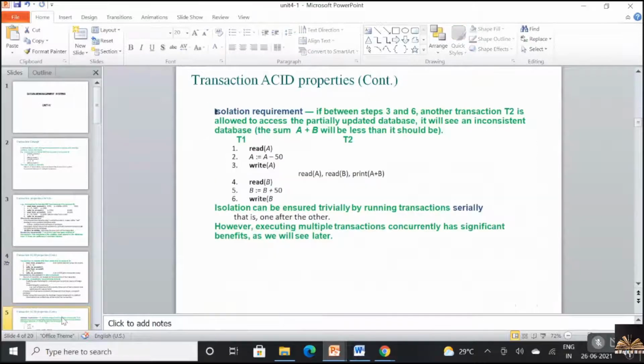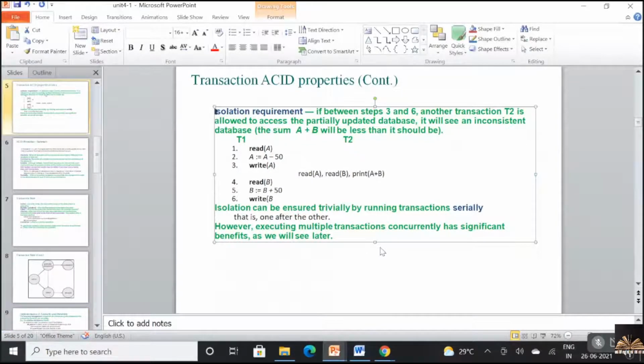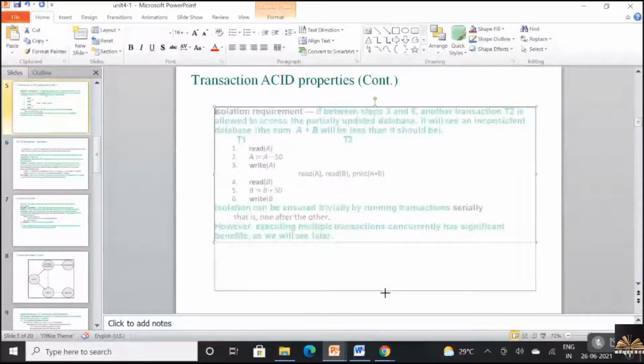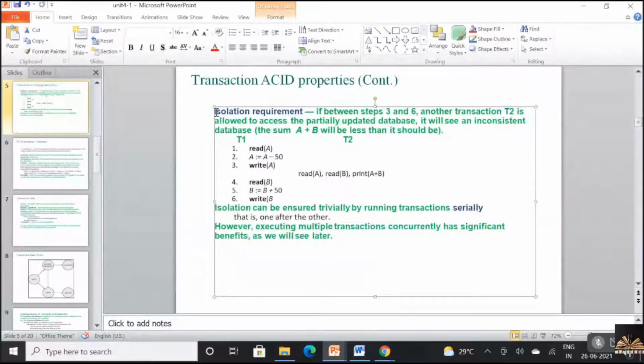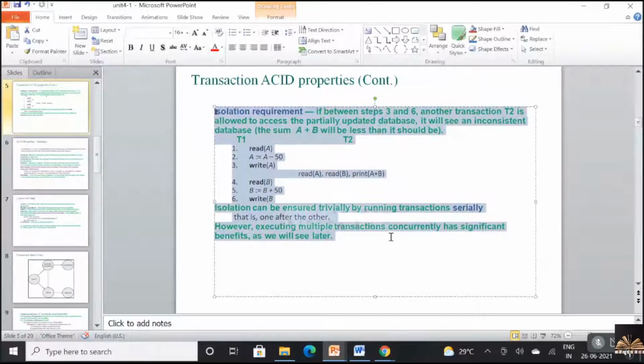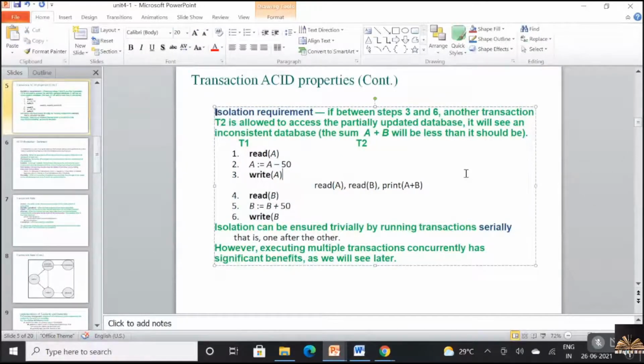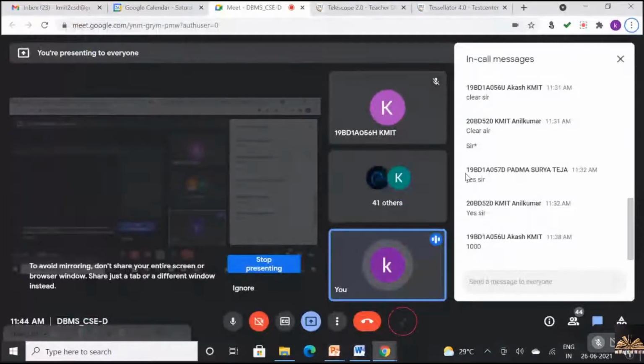Next is the last one, isolation requirement. This is used whenever you want to work with concurrent execution of transactions. Whenever you want to work with concurrent execution of transactions, this is what you have to achieve.